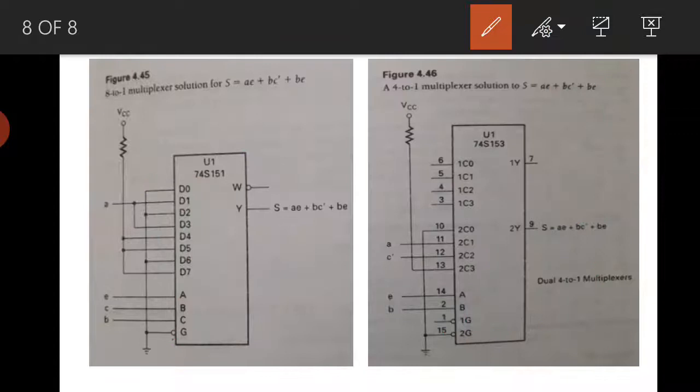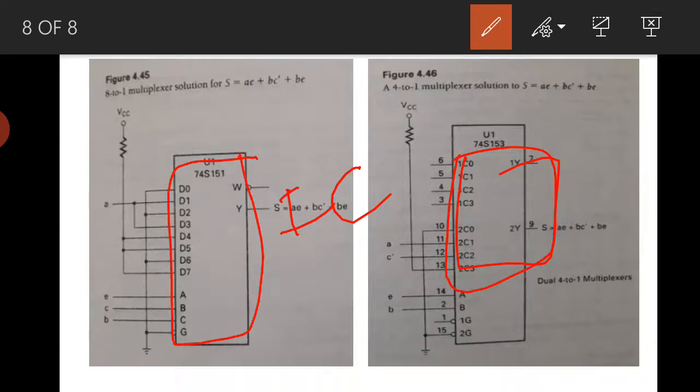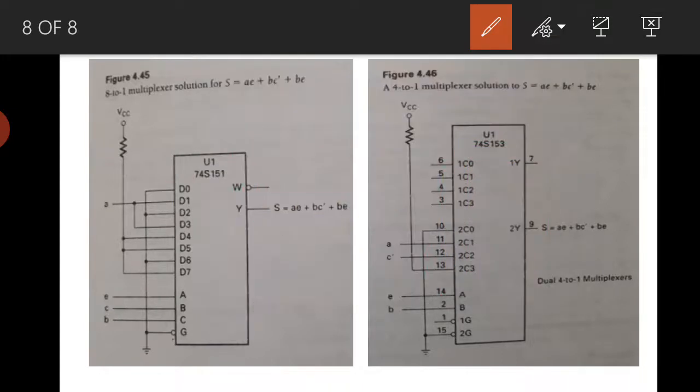Depending upon the Boolean equation and applications, we can decide. By reducing the ICs, the area will be reduced, the size will be reduced, and testing also will be reduced. Instead of testing 2-3 ICs separately, only one IC we can test. So this is how we can realize the Boolean functions by using the multiplexers.